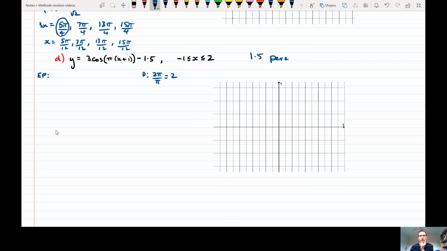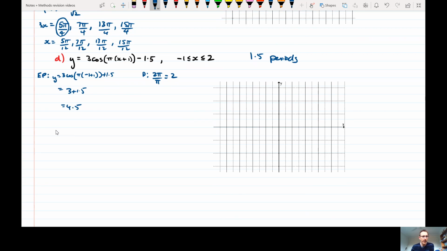All right. So let's find some endpoints. The endpoint of the first one, you get y equals 3 cosine pi of (-1 plus 1) plus 1.5. Now, -1 plus 1 is 0. Cosine of 0 is 1. 3 plus 1.5 is 4.5.